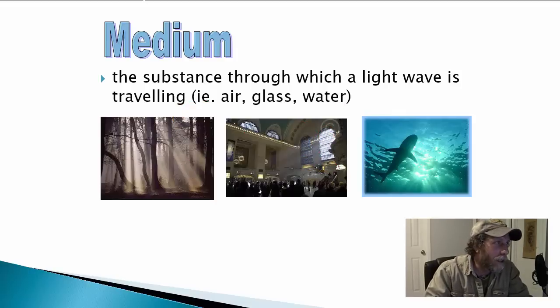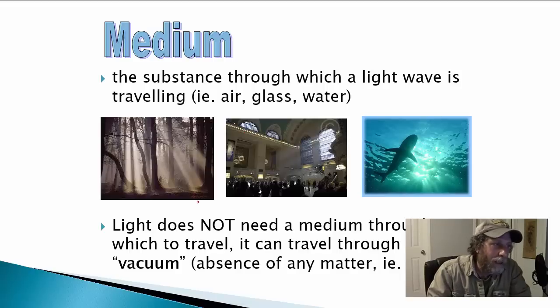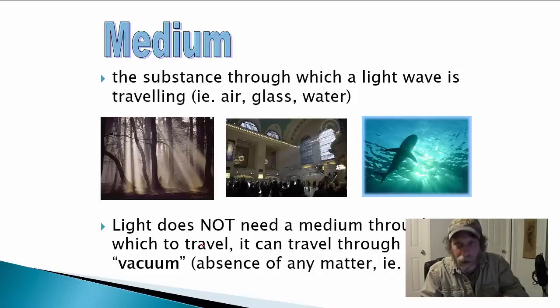But light does not need a medium to travel through. All right, light does not need a medium through which to travel. It can travel through a vacuum. Now, when we say vacuum, we don't mean the thing that you use on your carpet to pick up the dust. We mean the absence of any matter, and that is what a vacuum is.